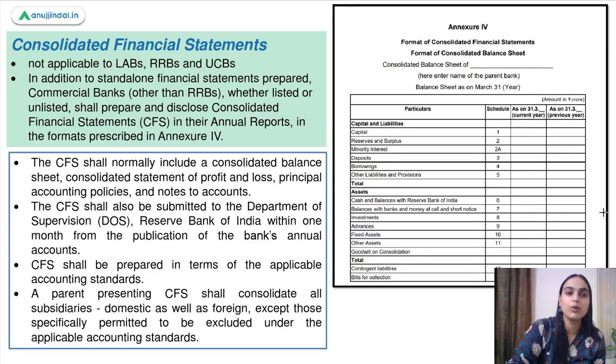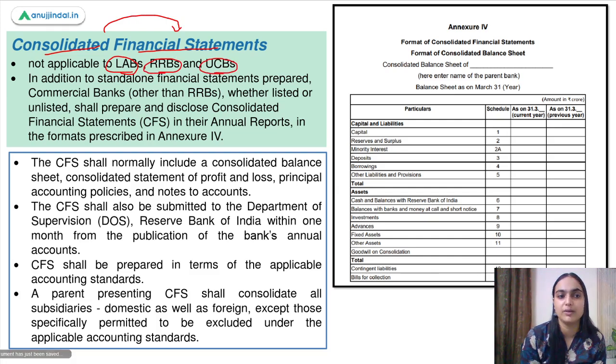All right, moving ahead to next section now, which relates to the consolidated financial statements. So there are instructions relating to preparing the consolidated financial statements, but they are not applicable to your local area banks, regional rural banks and urban cooperative banks. Barring these banks, the other commercial banks have to prepare the consolidated financial statements. Whether these commercial banks are listed or unlisted, they need to prepare and disclose the consolidated financial statement in their annual report in the format prescribed in Annexure 4.